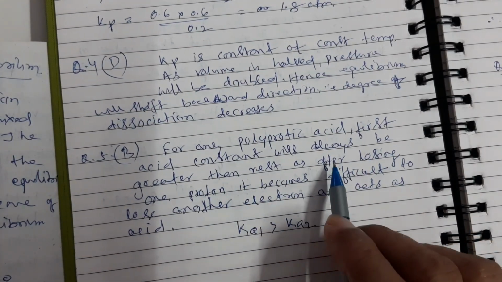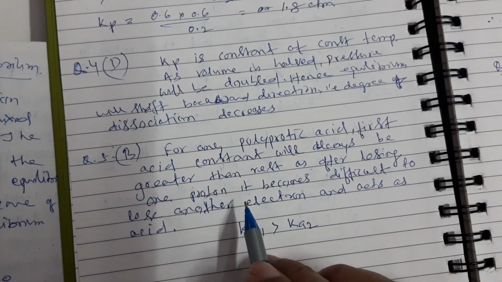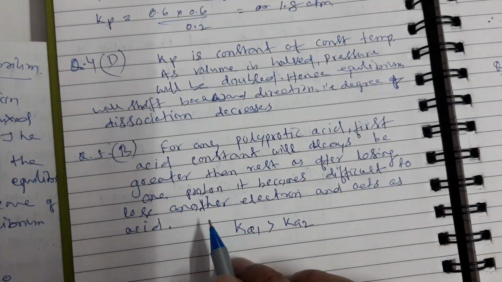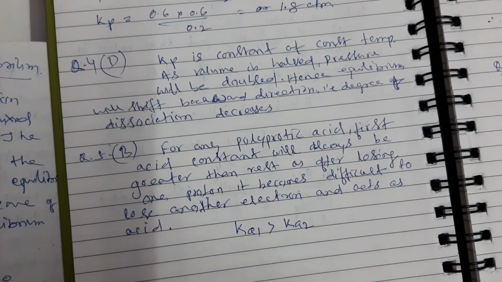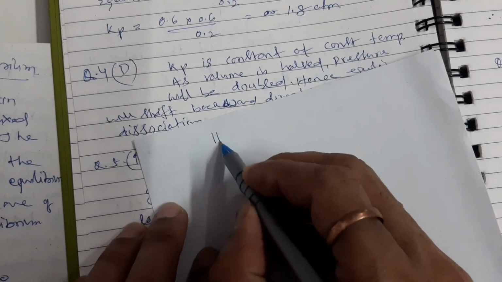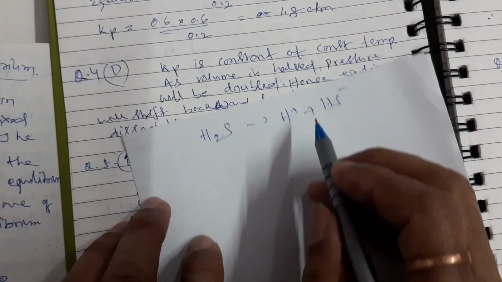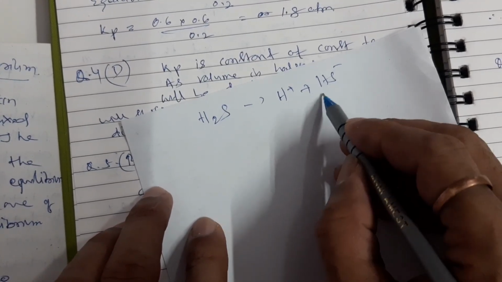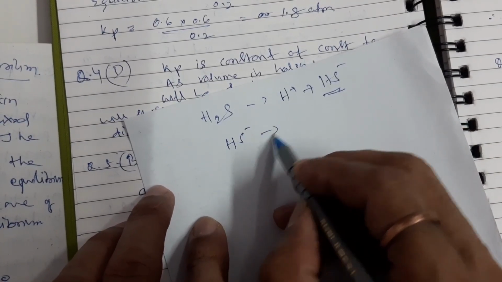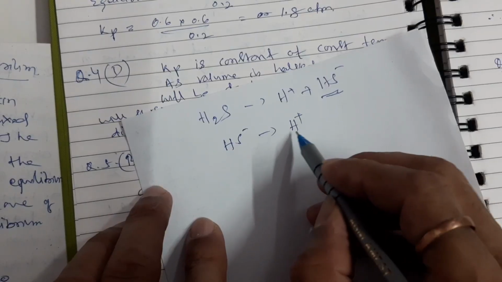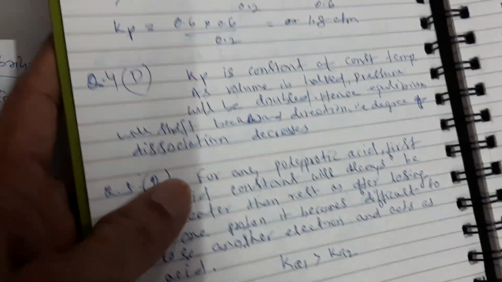The first constant will always be greater than the rest, as after losing one proton, it becomes difficult to lose another electron and it acts as an acid. How is this? You see, H2S, suppose this is a diprotic acid, so giving H+ plus HS-. After giving this H+, it is difficult to give another H+. So HS- giving another H+ is difficult. This is the case. So choice B is the correct answer.